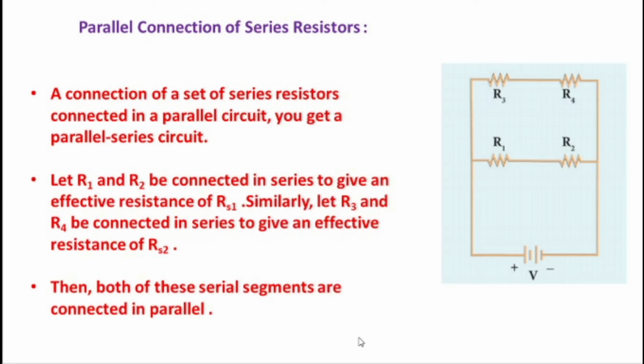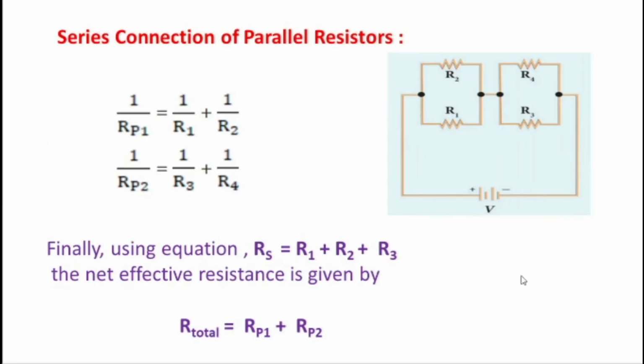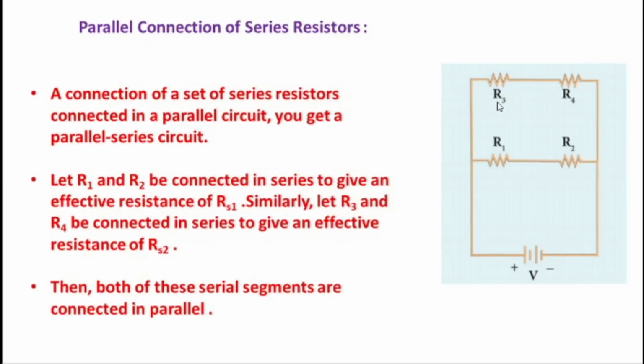Then second, parallel connection of series resistors. You see the difference from the before diagram. Two resistors are connected in parallel, and the total combination is connected in series. What about the next one? R1 and R2 connected in series, R3 and R4 connected in series, both are connected in parallel. So a connection of a set of series resistors, R1 R2 is one set, then R3 R4 is another set, connected in a parallel circuit, you get a parallel series circuit.